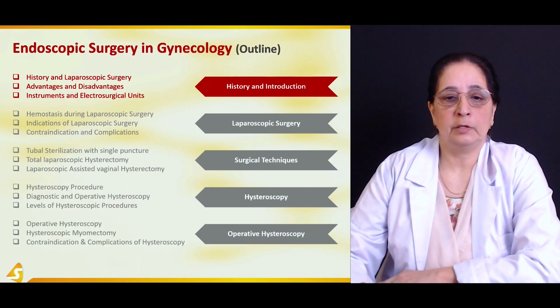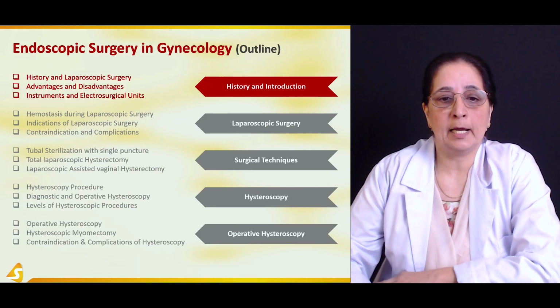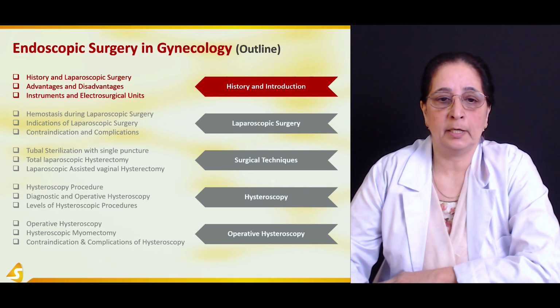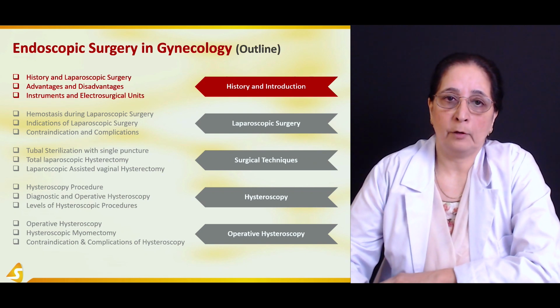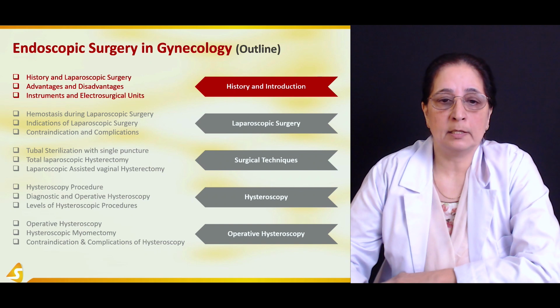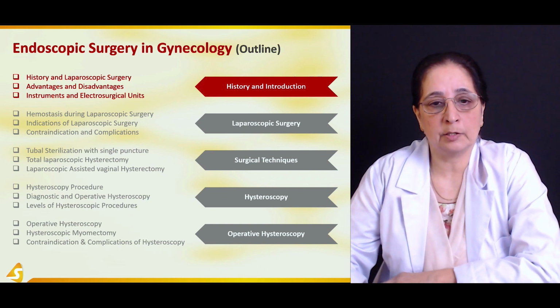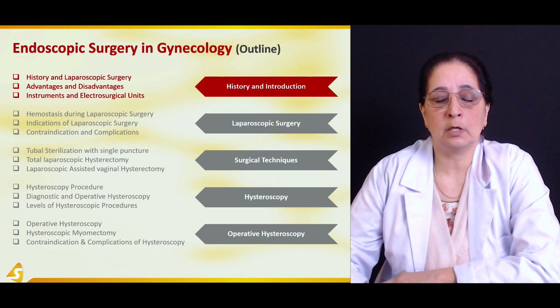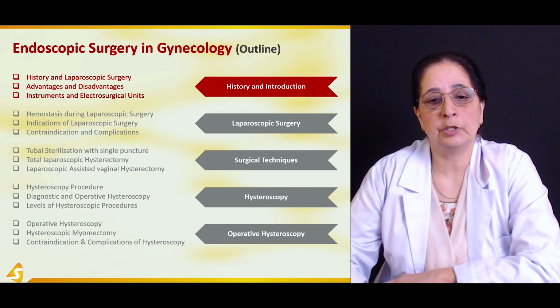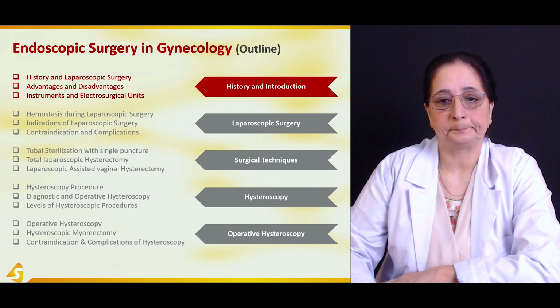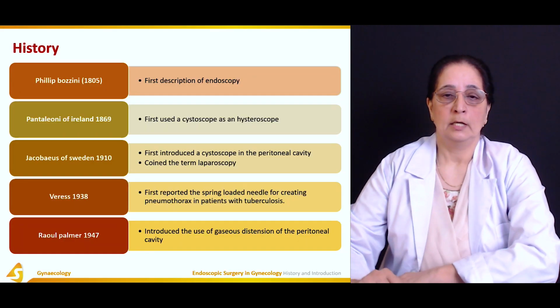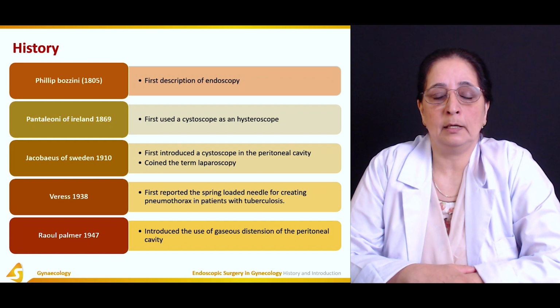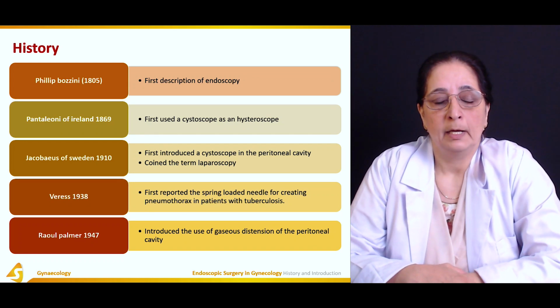So in this section, we will talk about the history of laparoscopic surgery. What are some advantages and disadvantages of laparoscopic surgery? What are the different instruments used, and what are the electrosurgical units used? So, history of laparoscopic surgery.